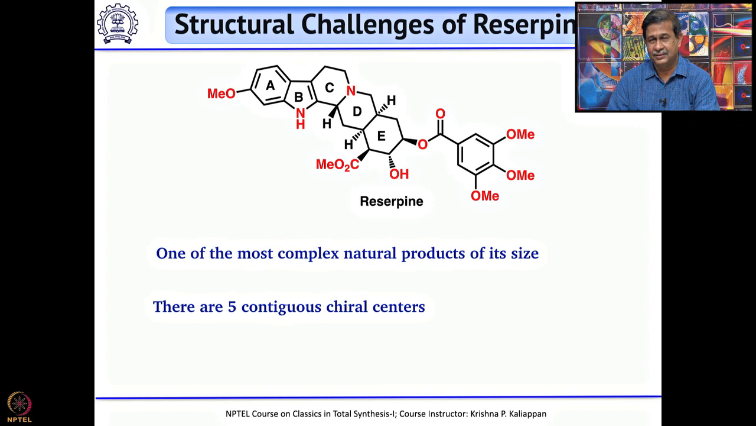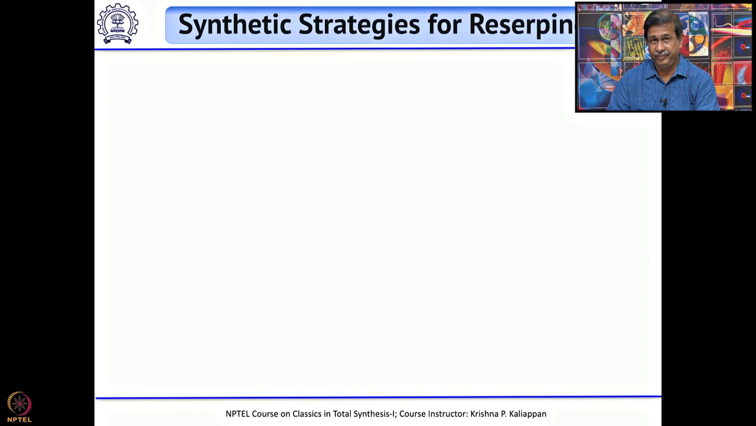If you have a closer look at this natural product, you can see there are 5 contiguous chiral centers: 1, 2, 3, 4, 5. There is one more here. There are 6 chiral centers, and of those, 5 are in one ring. This E ring has 5 chiral centers. That makes this molecule quite complex. And a closer look at this natural product will show that there are 21 atoms put up in 5 rings. So these are the real challenges when you talk about the total synthesis of Reserpine.